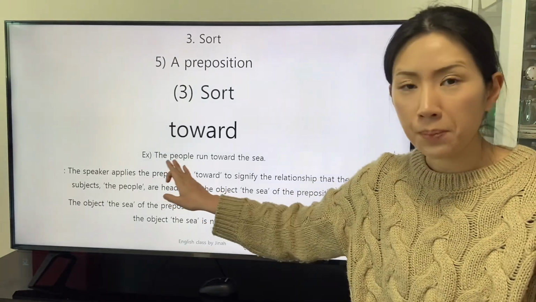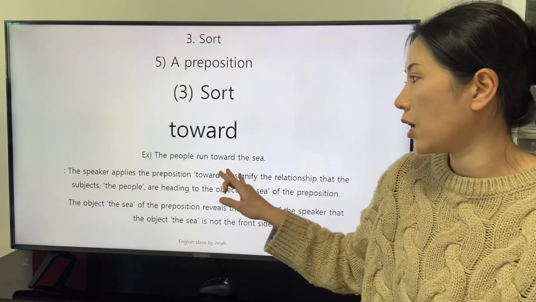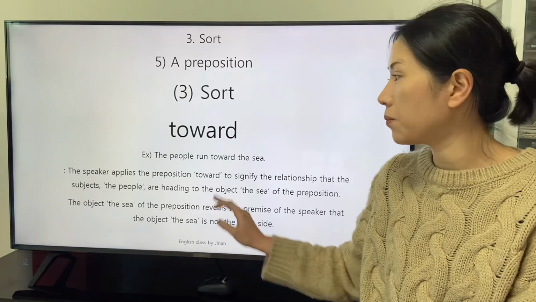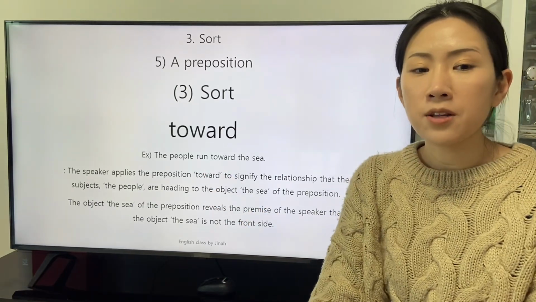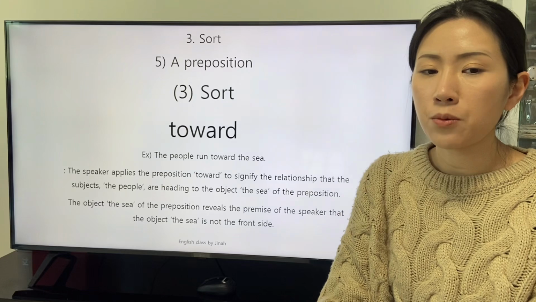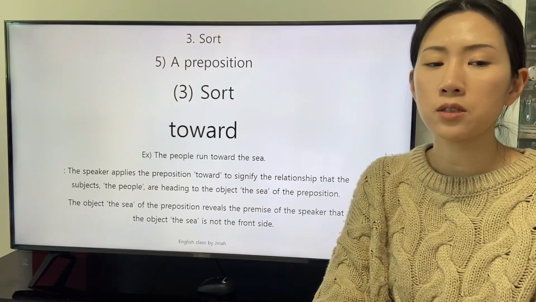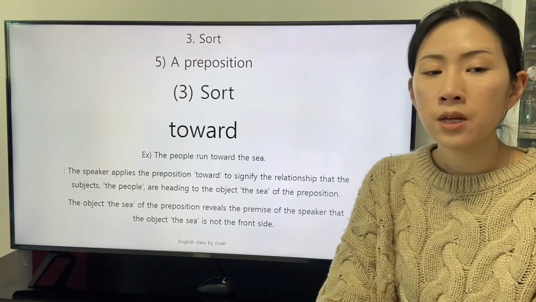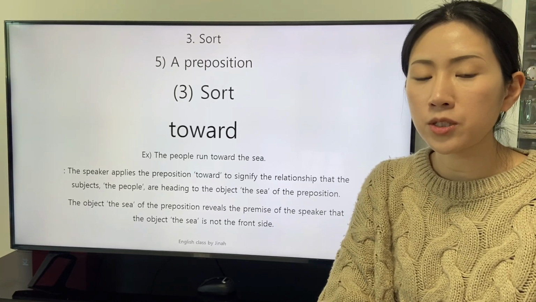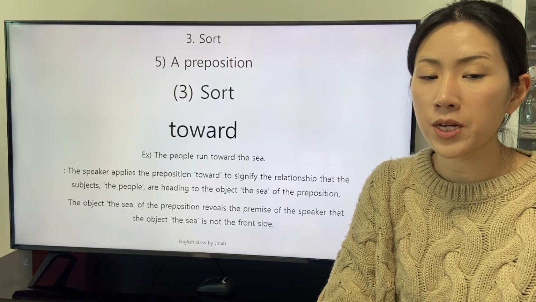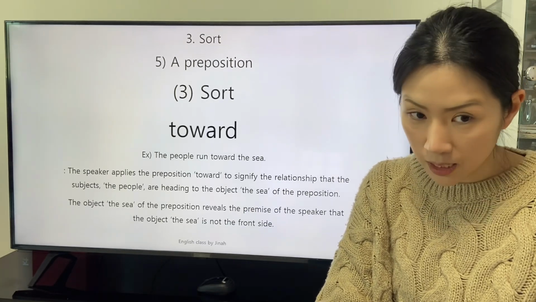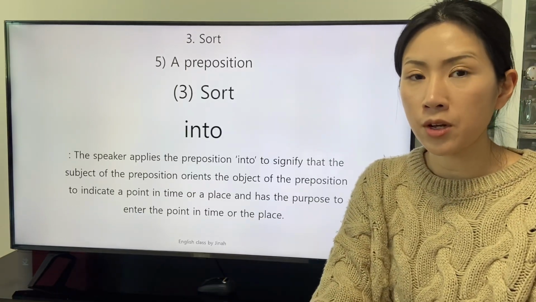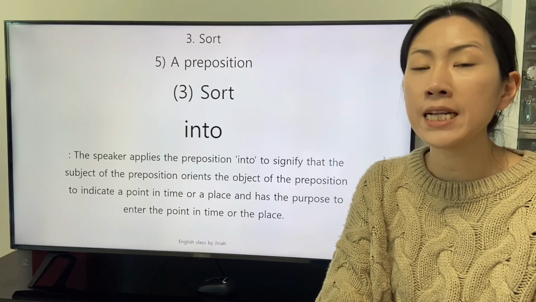The subject, the people, orient the object indicated by the object, the sea, of the preposition toward. The speaker applies the preposition toward to signify the relationship that the subject, the people, are heading to the object, the sea, of the preposition. The object, the sea, of the preposition reveals the premise of the speaker that the object, the sea, is not the front side. The next preposition we will study is the preposition into.